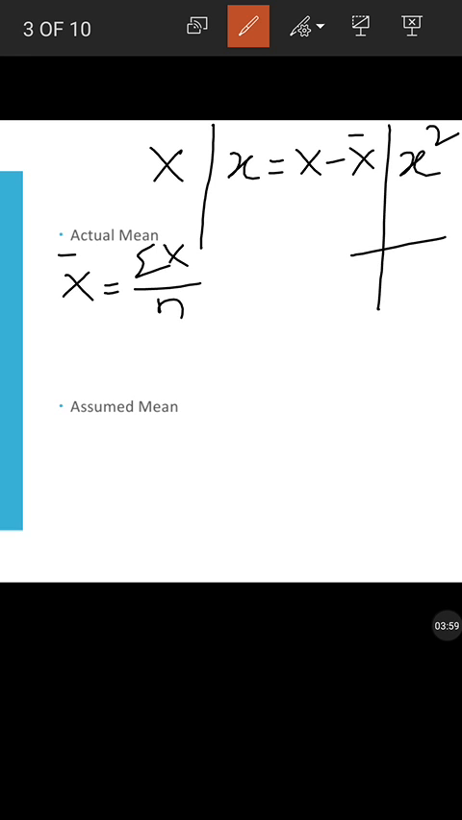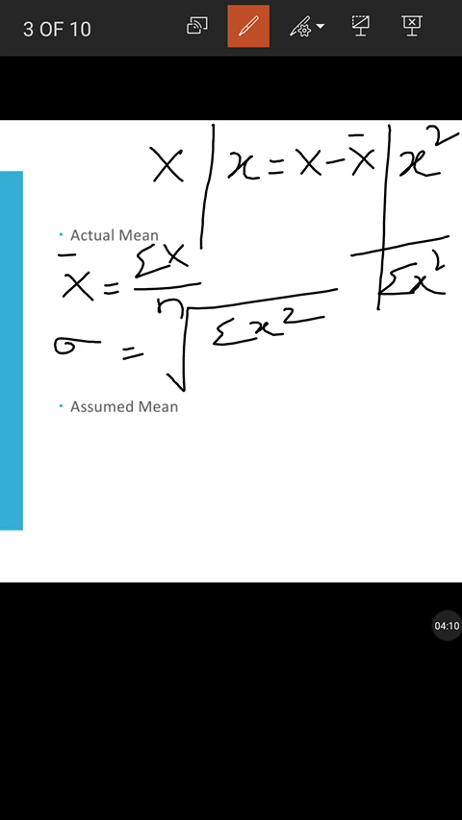Finally we take summation x square, and the formula for standard deviation is sigma is equal to root of summation x square by n. The summation x square value will be taken here, and n means the number of observations, that is, how many values are in x. This is what we do under the actual mean.